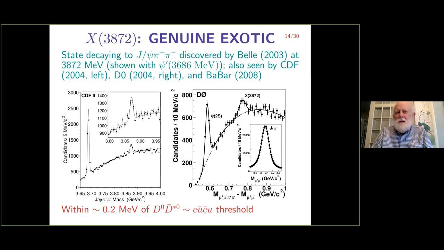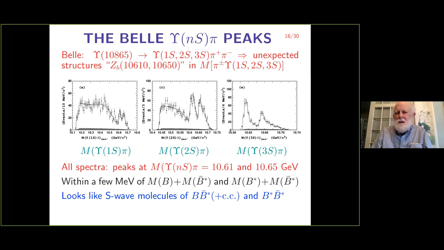And here is a couple of the signatures from CDF and from D0 of the X(3872). Next slide, please. Now, let's skip these details and properties. And here's another picture of the 1S, 2S, and 3S peaks just at B-star threshold. Again, it looks very much like a molecular picture is holding for these states. Next slide, please.